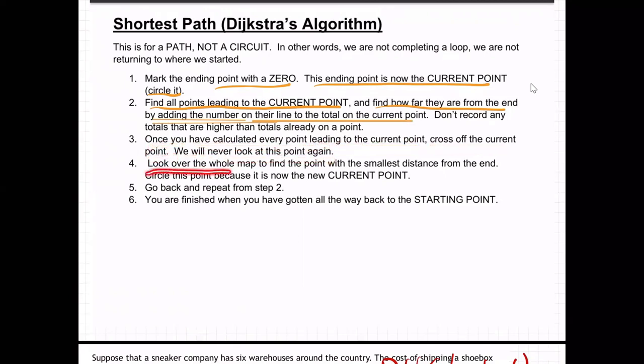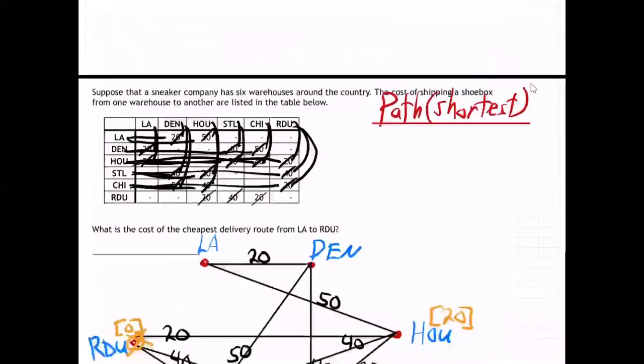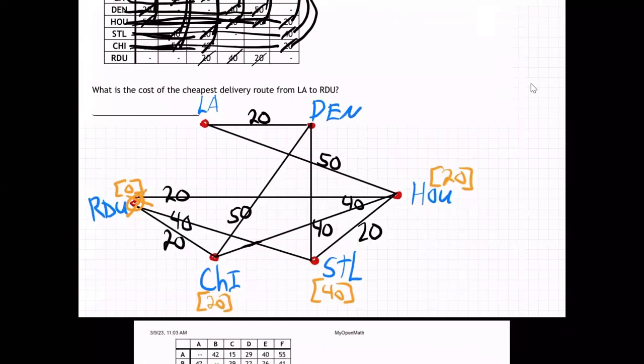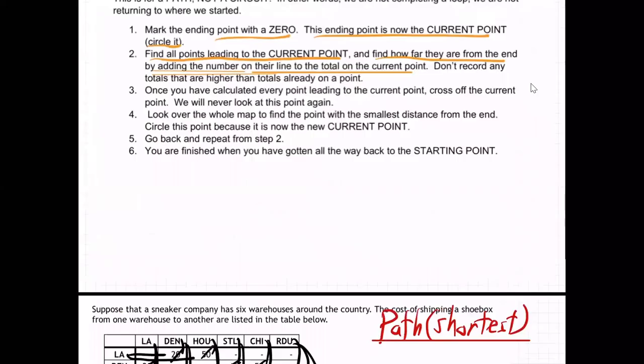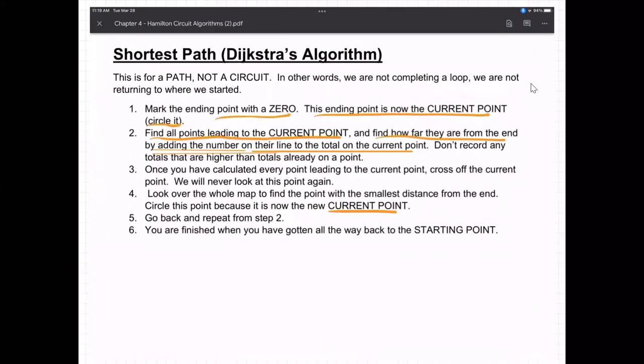Now, step 4, look over the whole map to find the point with the smallest distance from the end. Circle this point because it is now the new current point. So now we look over the whole map. We get 0. Well, that one's done. He's crossed off, so we're done with him. 20, 40, 20. Which one's smallest? Well, these are tied. 20 and 20. Do either one, doesn't matter. I'll just do this. I'll circle him. Okay, so he's now the current point. This is the new current point.